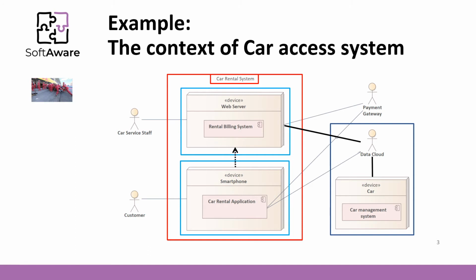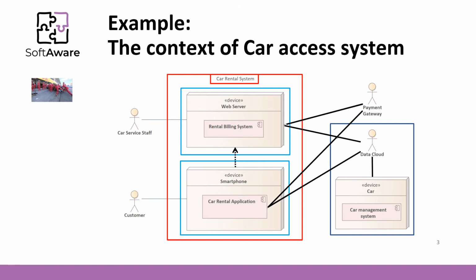Data Cloud also interacts with a car rental application. The customer can see the available cars and their properties that one can order. Another actor, Payment Gateway, is connected to the rental billing system located in the web server and also the car rental application located in the smartphone.